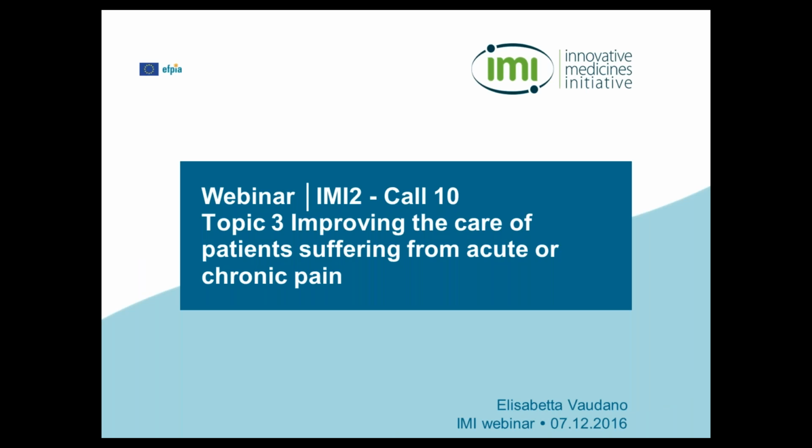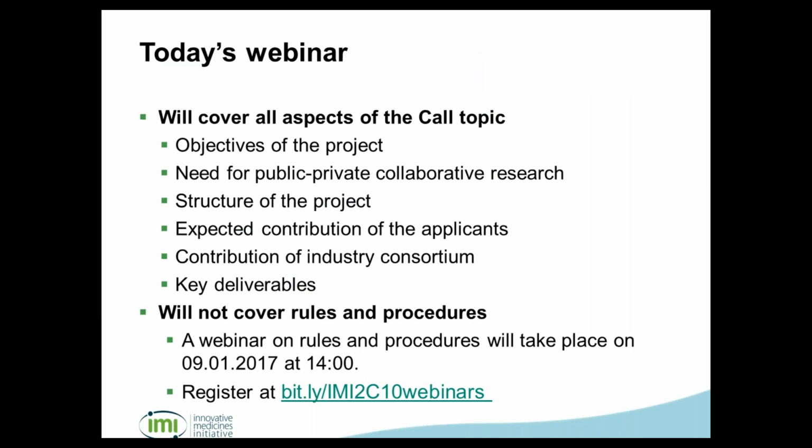Hello, everybody. So I will start by giving you a little bit of an overview of the process and the peculiarity of this topic. What will be covered today will be all the different aspects of this call topic, starting from the objective. Why is it an IMI initiative? That's for the need for a public-private collaborative research to achieve its objective, the structure of the project, the expected contribution from you, the applicants, the contribution of the contributor, the industry consortium, and the key deliverables that need to be achieved.